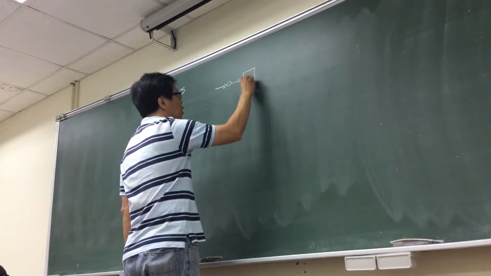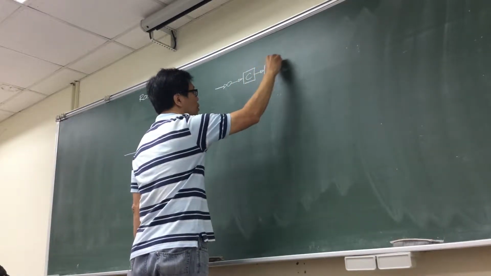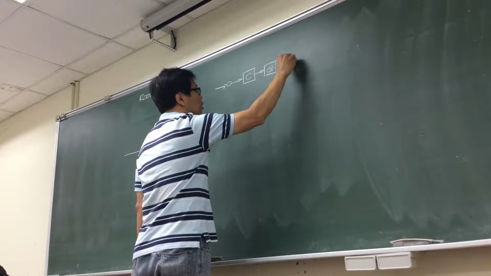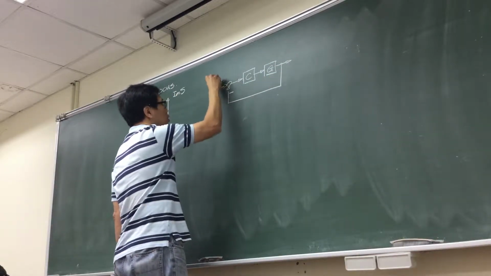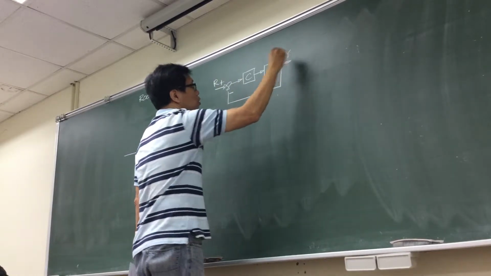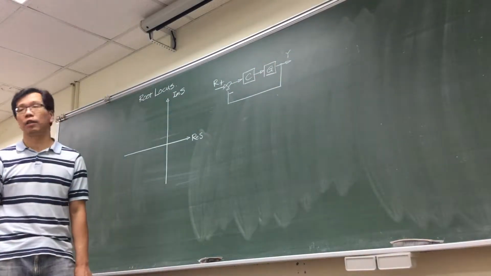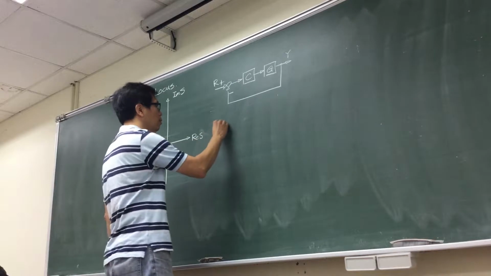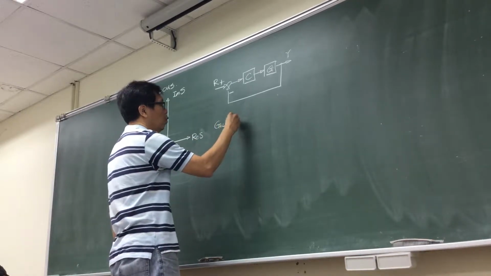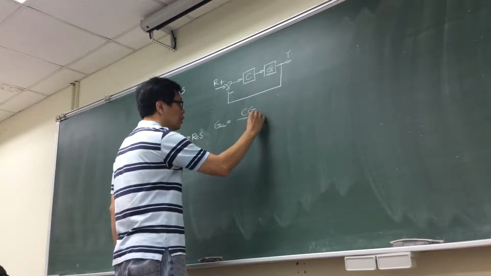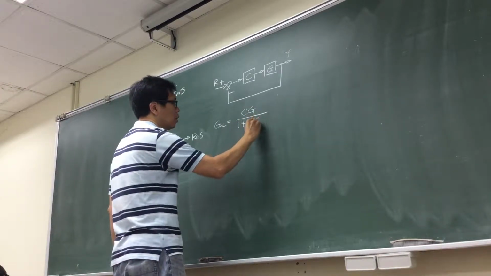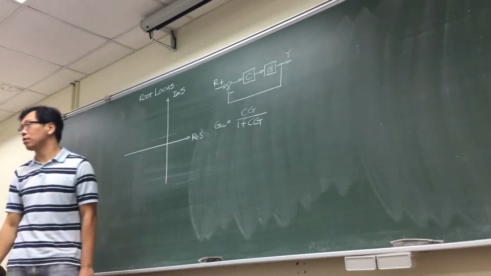Typically, we are having our system look like this. So when you start to put everything together as a closed loop system, we are going to have the system look like this.